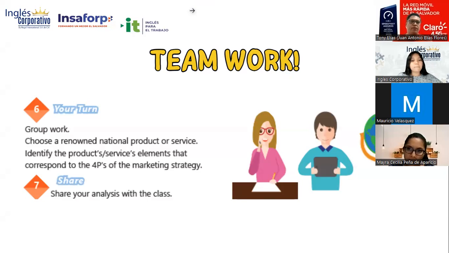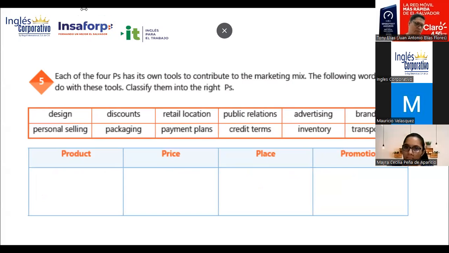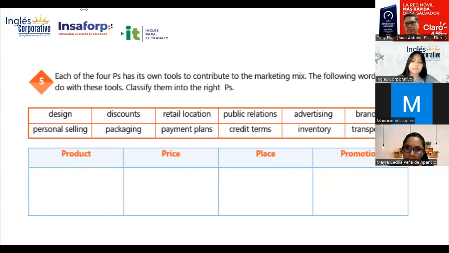the classification of the different pieces? Yes, please, I have a different option that I don't understand why. Discounts is in price, like when you explain. Yes, well, in this case, according to our book, product is going to be design, packaging, and branding. Design, packaging, and branding. The price: discount, payment plans, and credit terms.